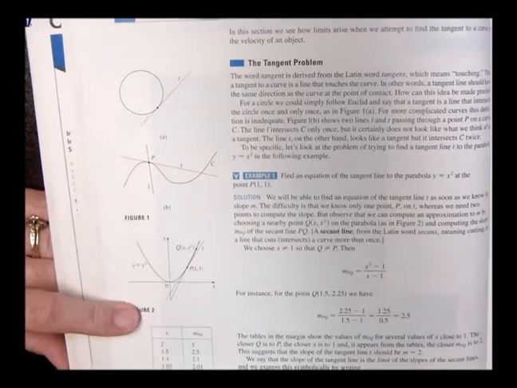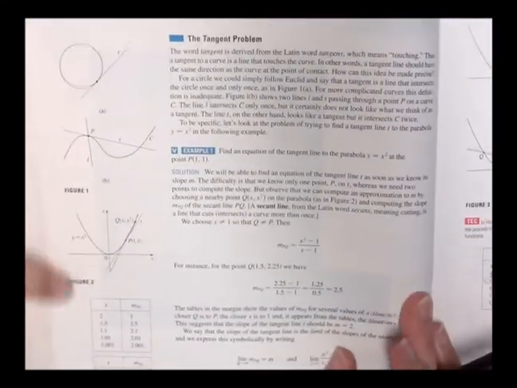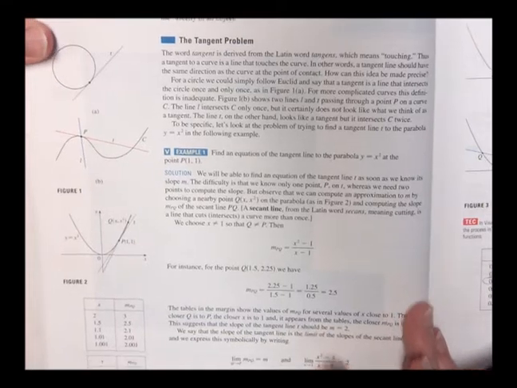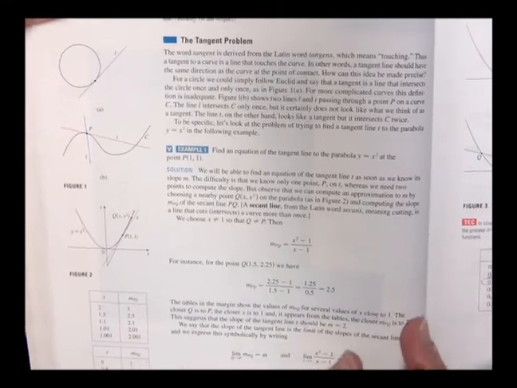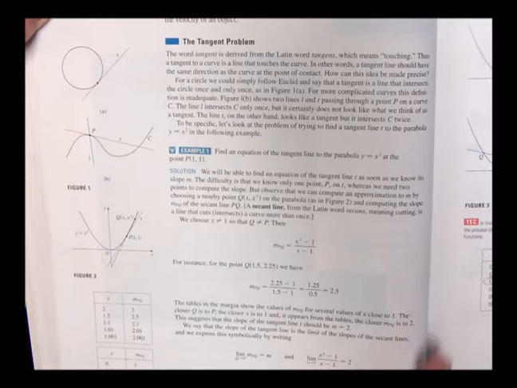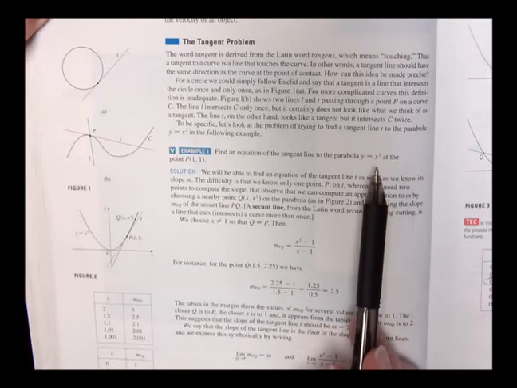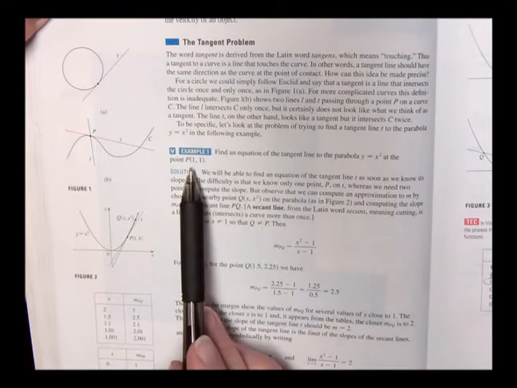Now we're going to look at example 1. I want to find the equation of a tangent line, but we have to know its slope first to do that. We have a parabola. That parabola is x squared. We're curious about the slope at the point (1, 1).